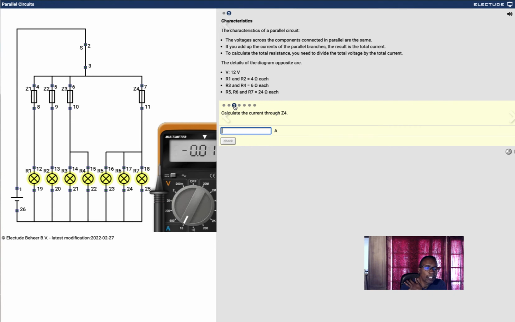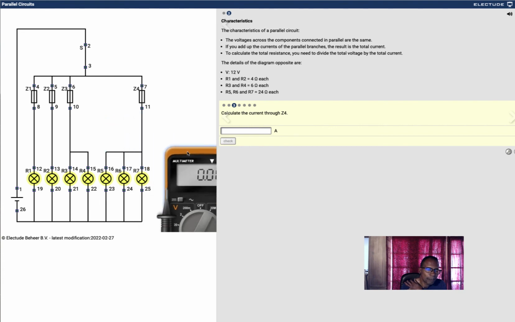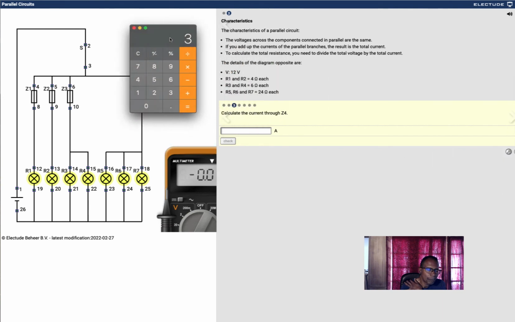Calculate the current through Z4. Now this one you can't open up. See? But they want you to calculate the current. So I can't use this meter. But we know R5, R6 and R7 are 24 ohms. So we do it like this.